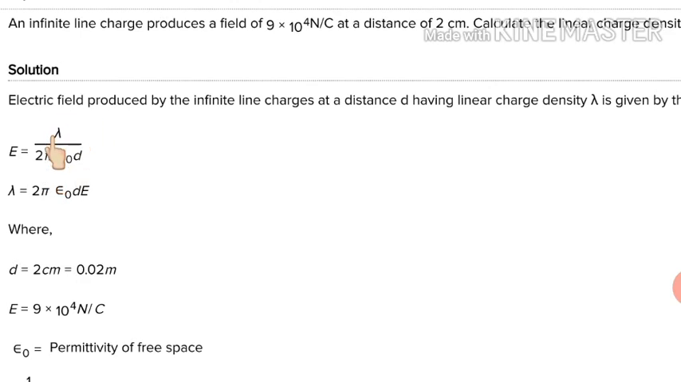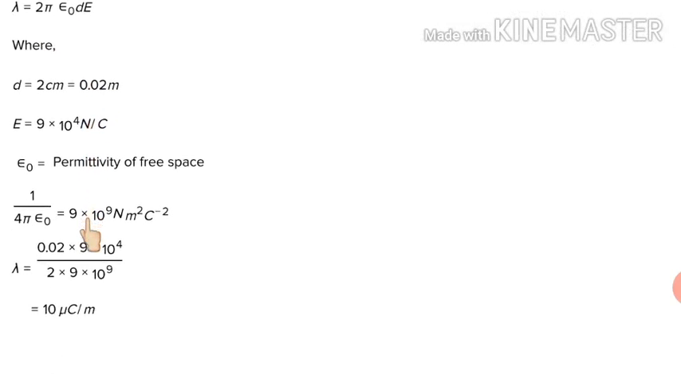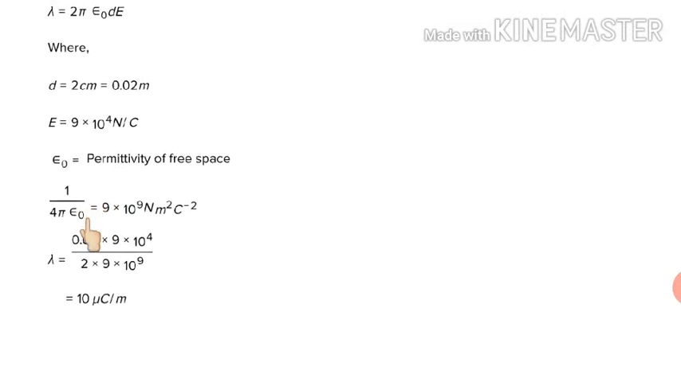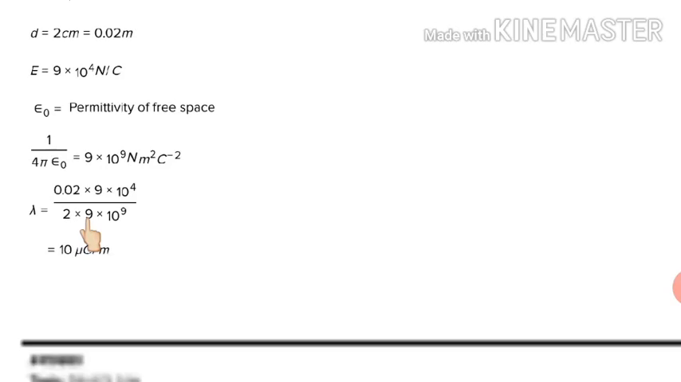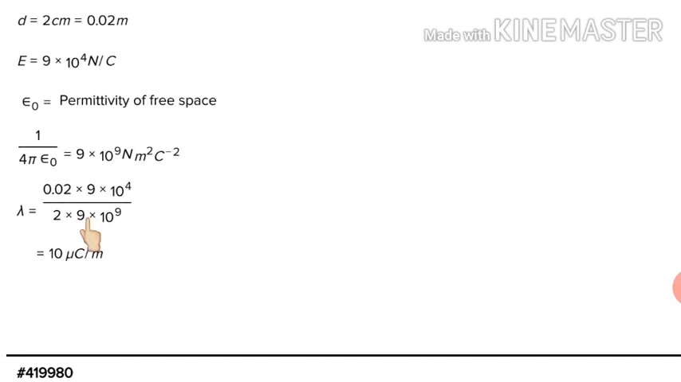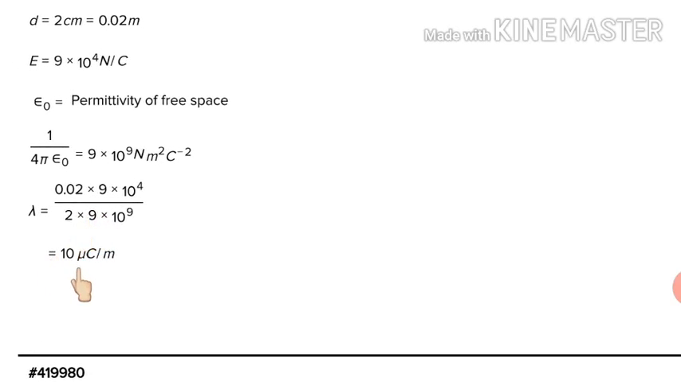Okay, now we are supposed to calculate lambda. So lambda we will keep on one side, and we will shift these terms to the other side. So finally lambda is equal to 2 pi epsilon naught d into E, where 2 pi epsilon naught is a constant, and the value of d is given, that is 2 centimeters. When you convert it into meter, it will be 0.02 meter. Value of E is given. Simply we have to substitute the values in this formula. After substituting all the values, we can easily calculate lambda, and the value will be lambda is equal to 10 microcoulomb per meter.